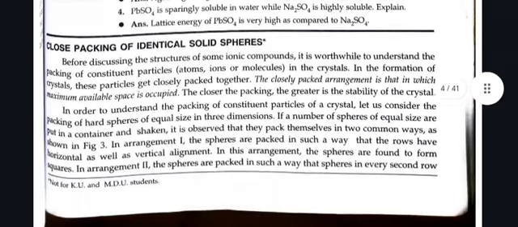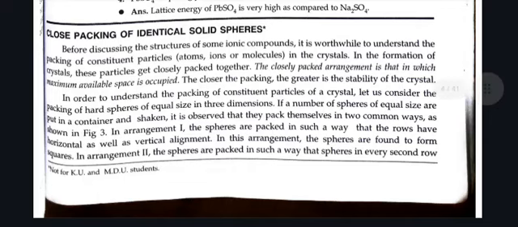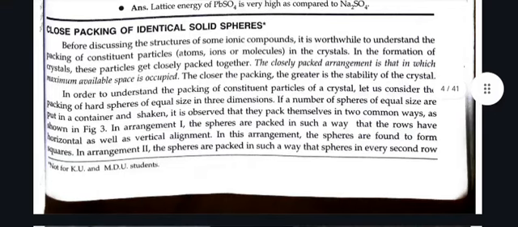Close packing of identical solid spheres. Before discussing the structures of some ionic compounds, it is worthwhile to understand the packing of constituent particles, atoms, ions and molecules in the crystal. In the formation of crystals, these particles get closely packed together. The closely packed arrangement is that in which maximum available space is occupied. The closer the packing, the greater is the stability of the crystal. In order to understand the packing of constituent particles of a crystal, let us consider the packing of hard spheres of equal size in 3 dimensions.